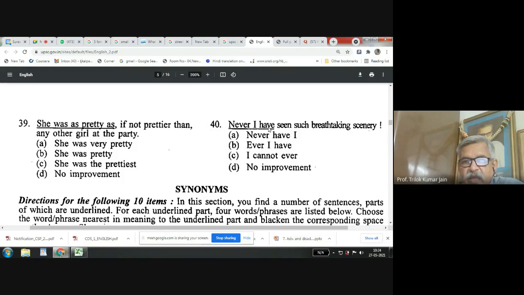Never I have seen breathtaking scenery. Never I have. The correct answer is never have I. Answer is A. Never have I seen such a breathtaking scenery.